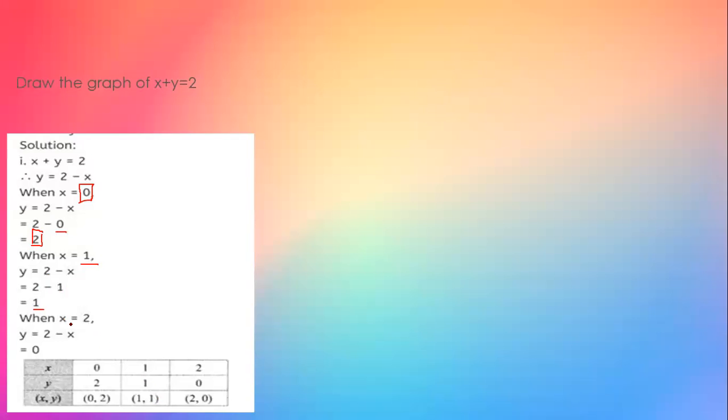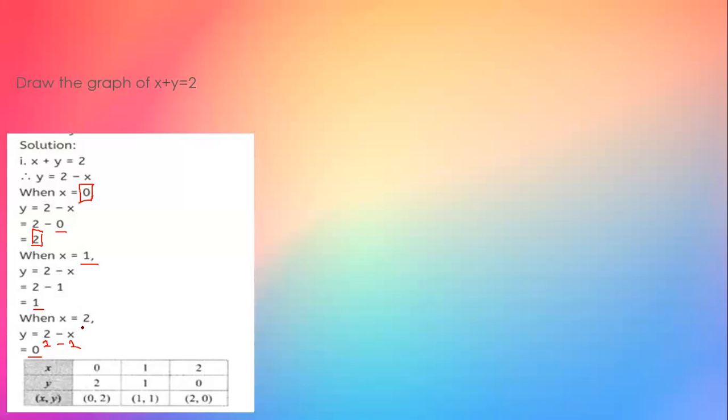Now let us assume one more value for x. We can take it as x is equal to 2. When x is 2, what will be the y? Let us find that also. y is equal to 2 minus x. So we will copy 2 as it is, minus as it is. In place of x, we will write 2. So 2 minus 2, we will get as 0.